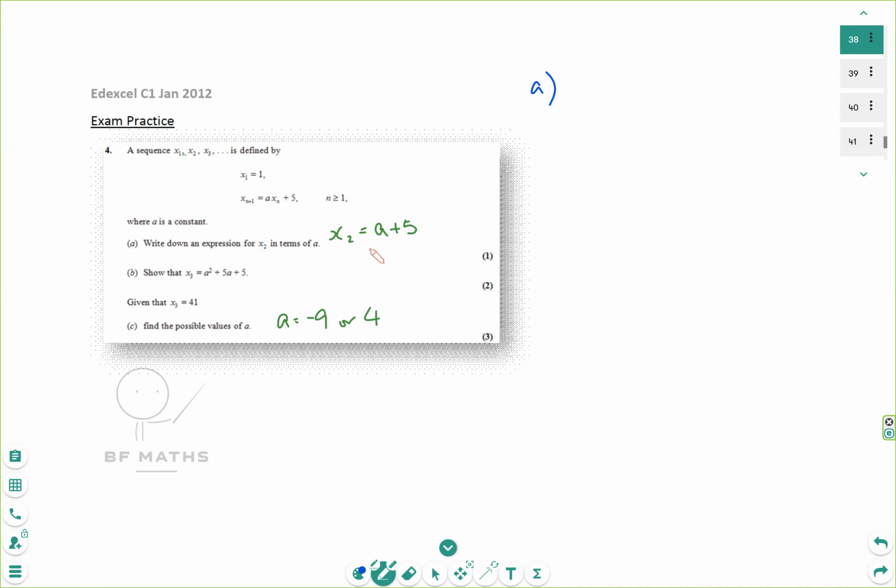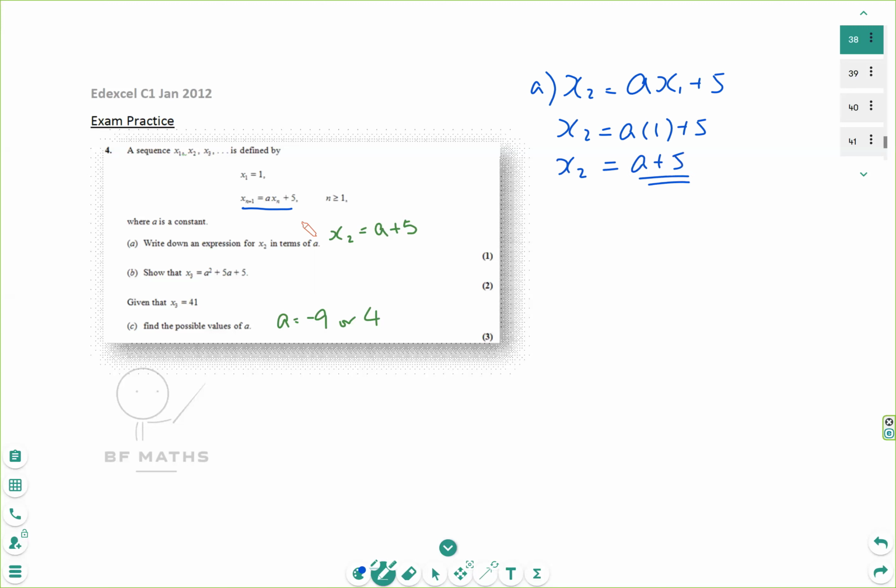Anyway, question A. Write an expression for x2 in terms of A. This is a recurrence relation that tells you the next term equals A times the previous term plus 5. So x2 equals A times x1 plus 5, which is A times 1 plus 5, which is just A plus 5.